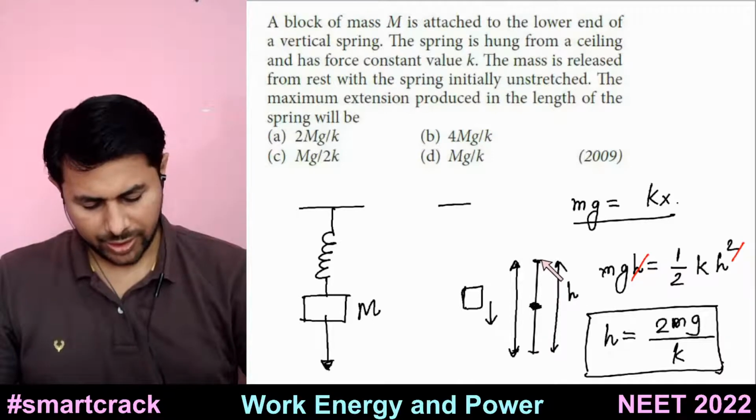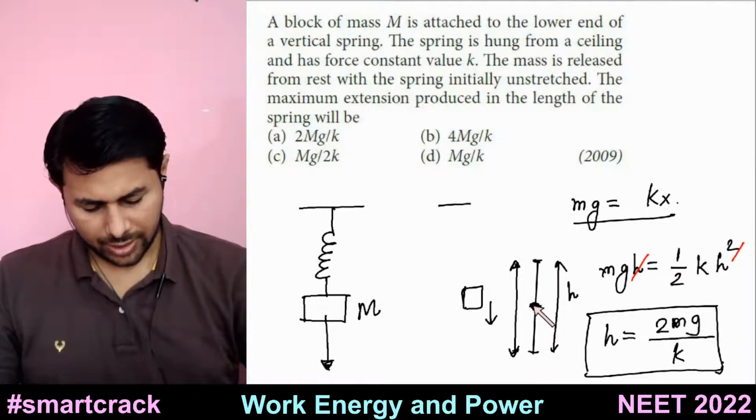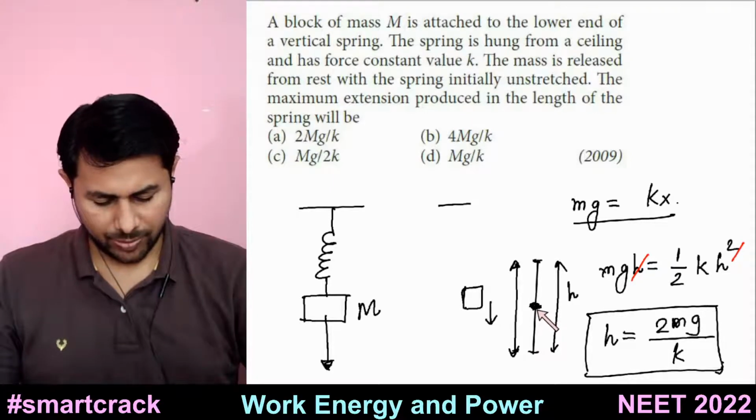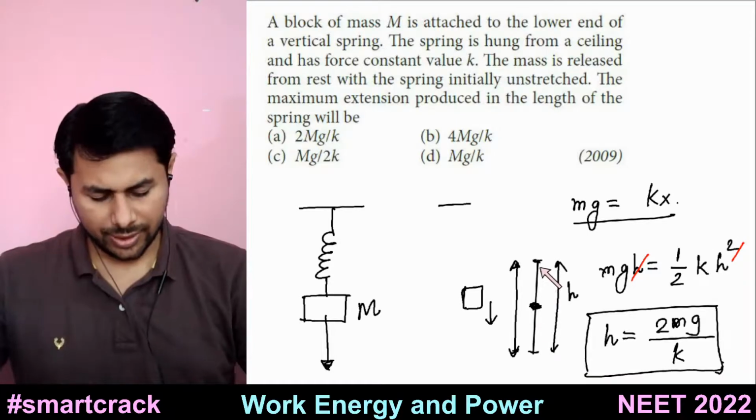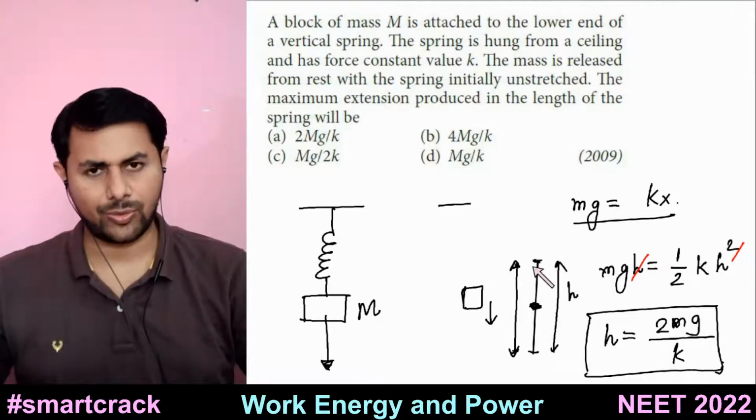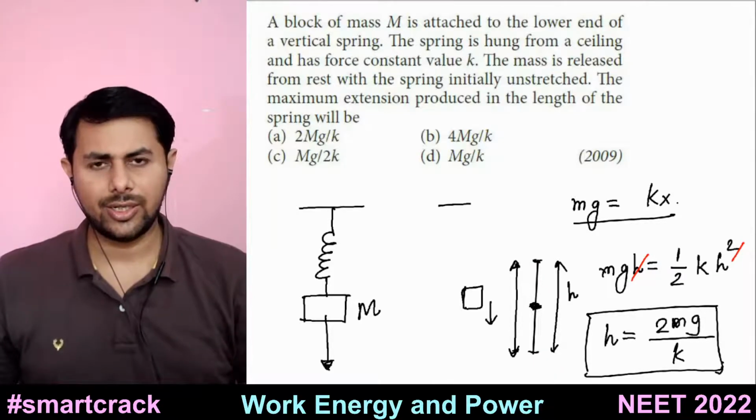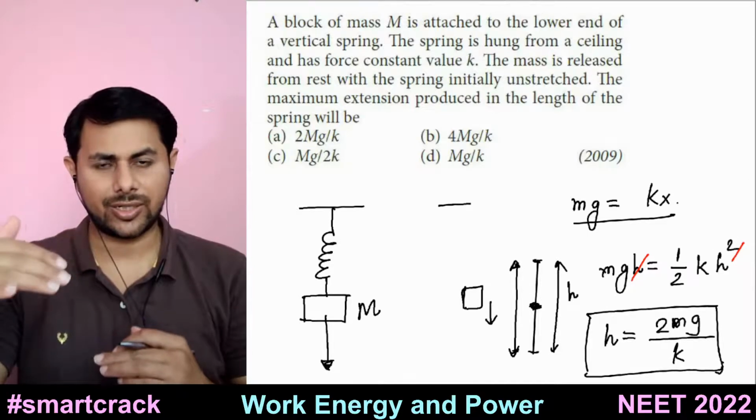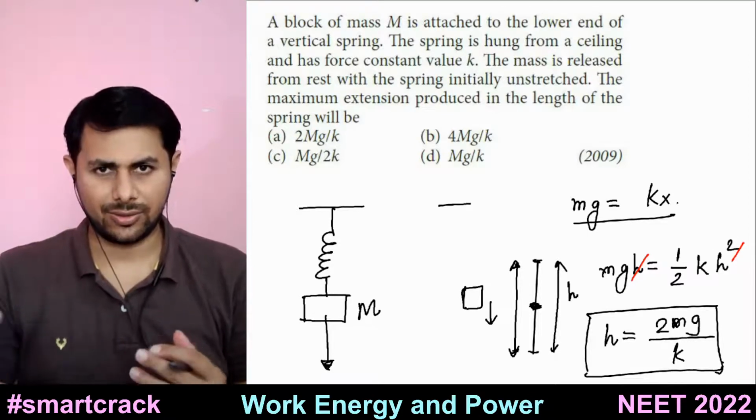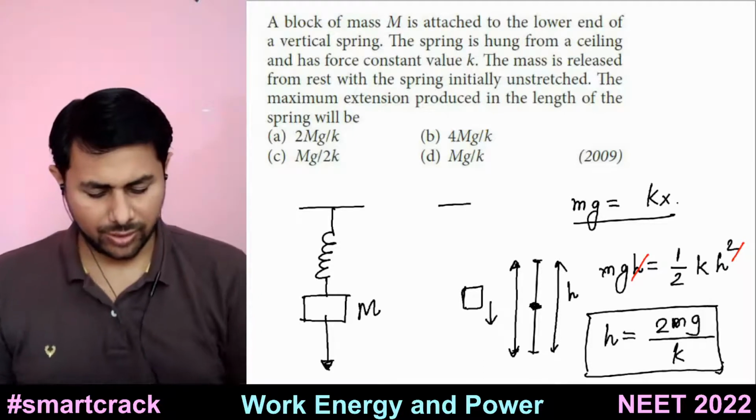It is released from here. This block moves down. Then its velocity becomes maximum at this point. Then it moves further down, and again it starts moving upwards. So it performs oscillation between these two points. It is released from here and moves till here. So what happens in between is its potential energy gets converted to the spring energy, because we are increasing the extension in this spring. So that's how we solve this.